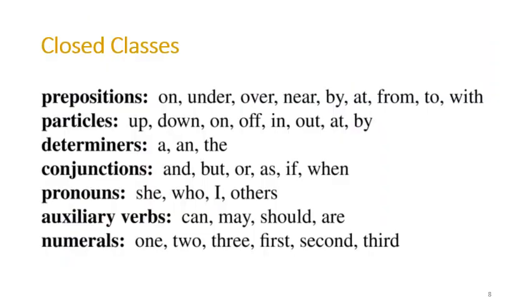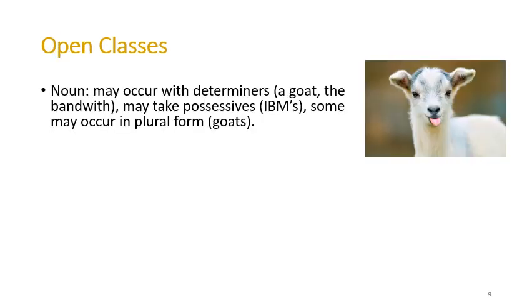So these are the parts of speech that are in the closed classes, along with some examples of each part of speech here. Let's look at the open classes. Nouns are characterized by the following. They may occur with determiners, like a goat, the bandwidth. They may take possessives, IBM's, and some may occur in plural form, like goats.